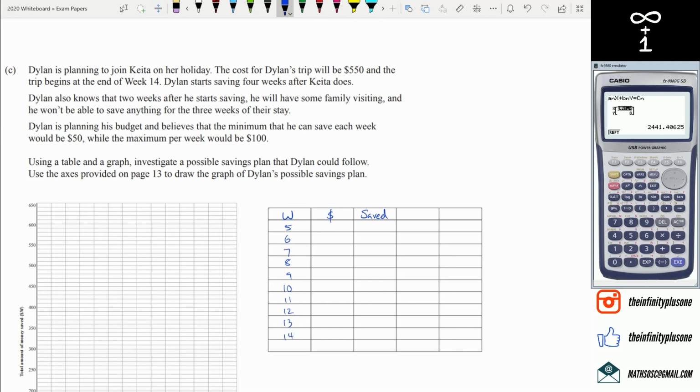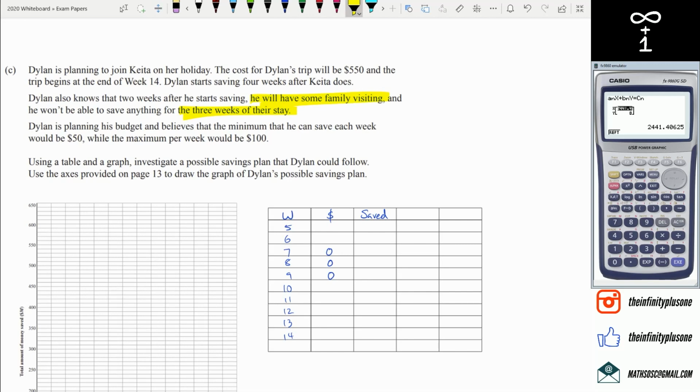All right. So with the dollars saved, he knows that 2 weeks after he starts saving, his family is coming to visit, so he can't save for 3 weeks. Basically that means he's not saving any money in weeks 7, 8, and 9, because he's got family visiting.